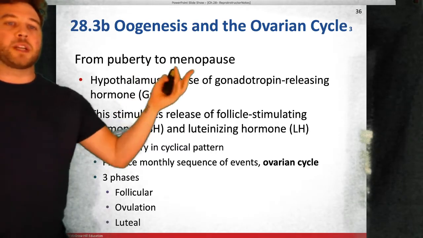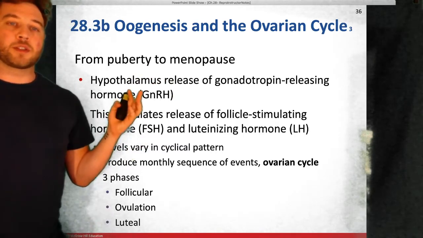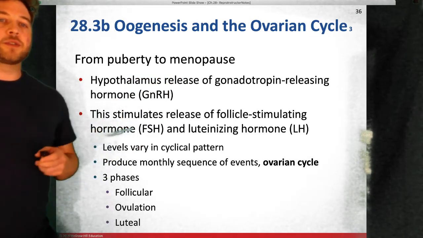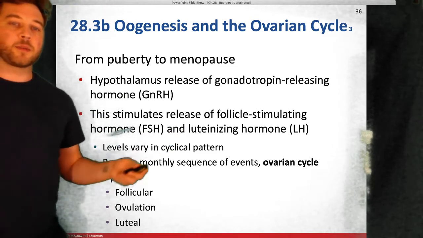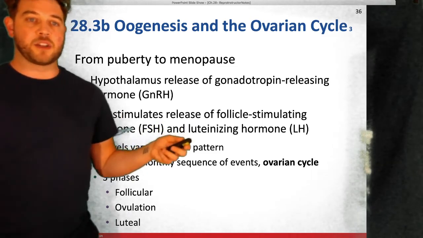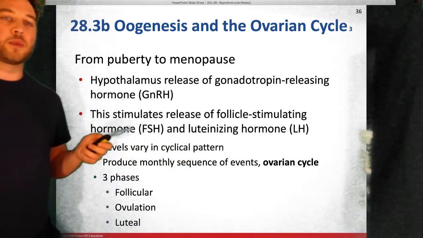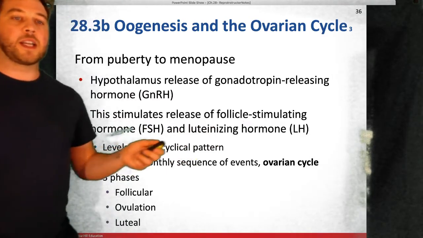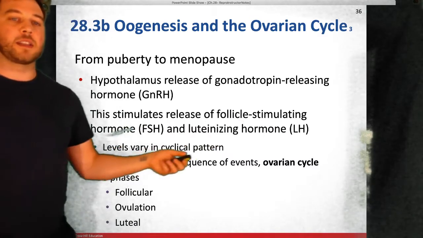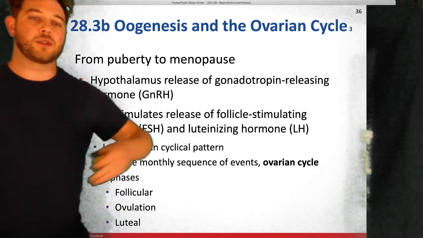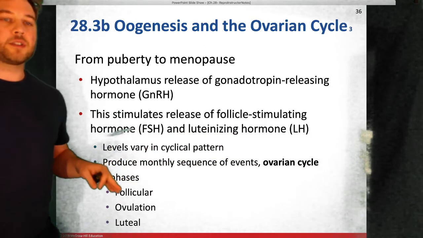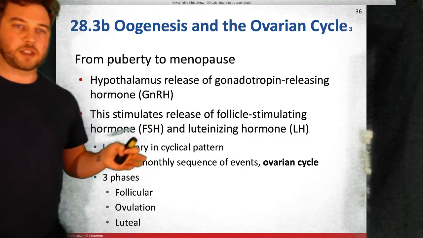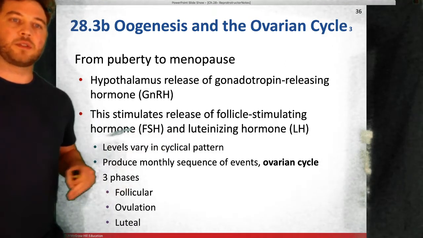So from puberty to menopause, the hypothalamus is going to release gonadotropin-releasing hormone. That will stimulate follicle-stimulating hormone and luteinizing hormone. So now that you've learned about follicle development, you can notice follicle-stimulating hormone. That should give you some idea about what it's going to be doing. These levels vary in cyclical patterns, producing a monthly sequence of events called your ovarian cycle, which has 3 phases: follicular, ovulation, and luteal.